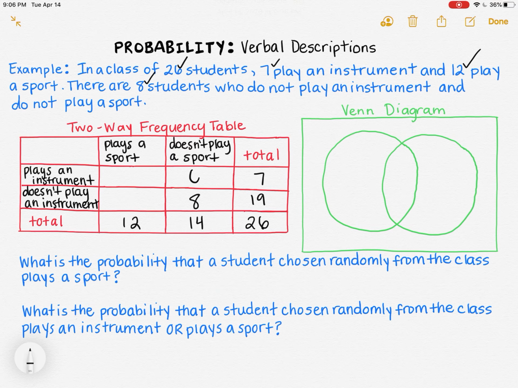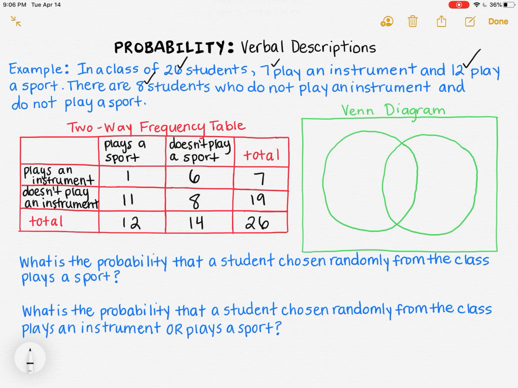In the middle column, the missing number plus 8 must give me 14, so the missing number must be 6. In the middle row, the missing number plus 8 must give me 19, so this number must be 11. In the first column, the missing number plus 11 must give me 12, so the missing number must be 1.